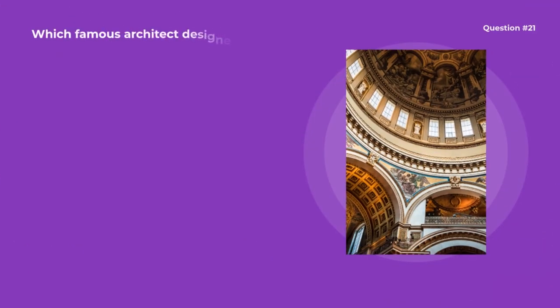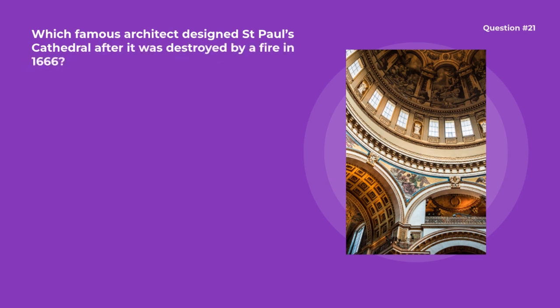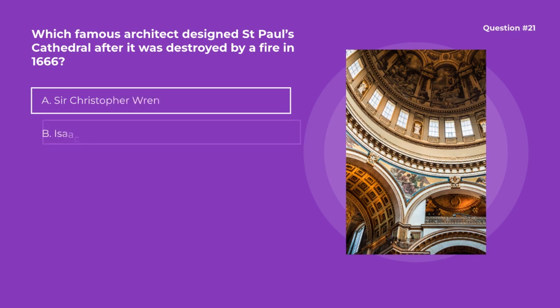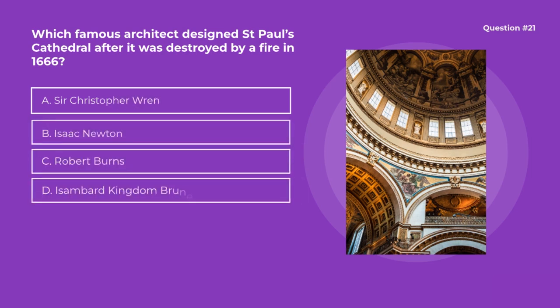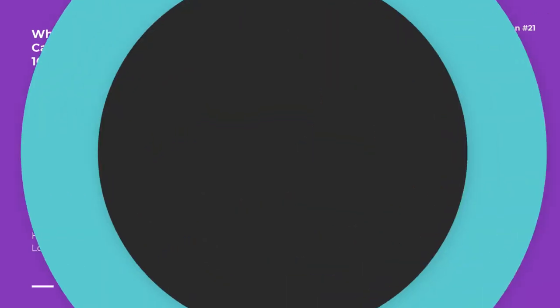Question number 21. Which famous architect designed St. Paul's Cathedral after it was destroyed by a fire in 1666? Options are A. Sir Christopher Wren, B. Isaac Newton, C. Robert Burns, D. Isambard Kingdom Brunel. Correct option is A. Sir Christopher Wren. He rebuilt St. Paul's Cathedral after the Great Fire of London.